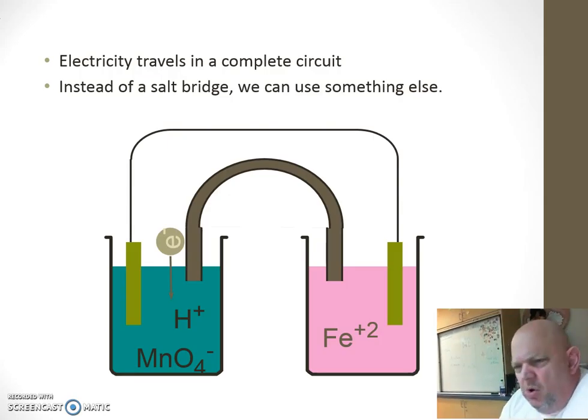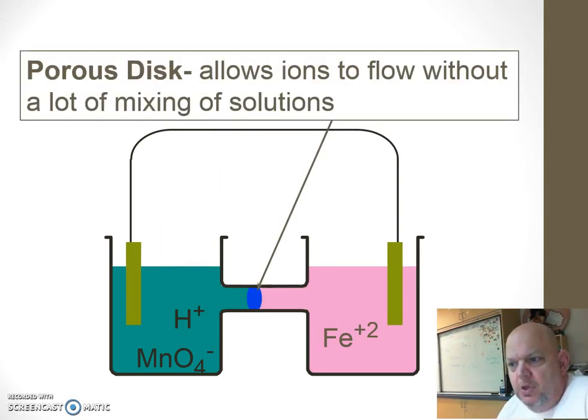So there is another option that we have. We could use a salt bridge, but there's something else we could use: a porous disc, which again allows ions to flow without a lot of mixing of solutions. That's a pretty important idea because remember, if the solutions mix, it's not going to work. It'll work for a little bit of time, but that's about it. So that's not going to work out very well for us. That's why we have a porous disc. It allows a little bit of mixing, and you need that little bit of mixing in order to make the flow happen.